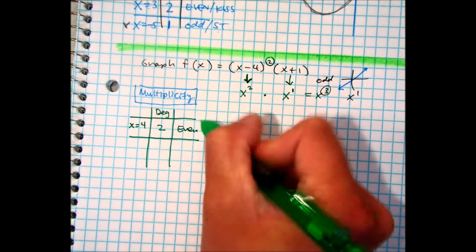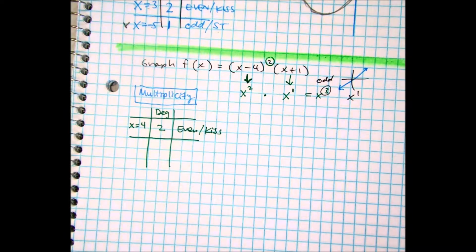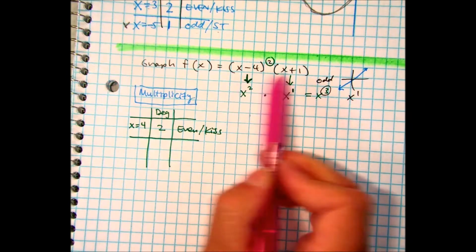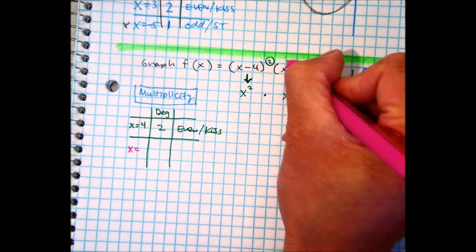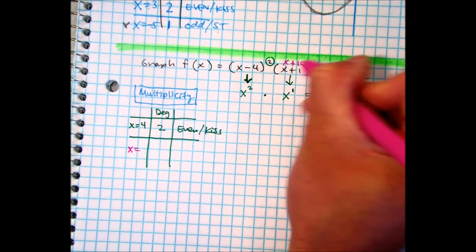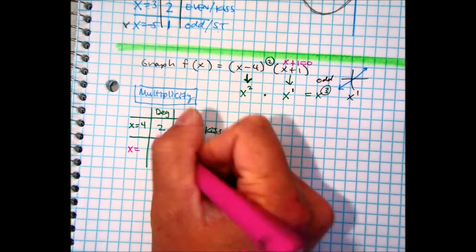And you're going to kiss. Class, the other x value is? So again, you're just setting the zero product rule. Basically it means you set each one of those equal to 0, right? And you just solve for x. So x equals negative 1.